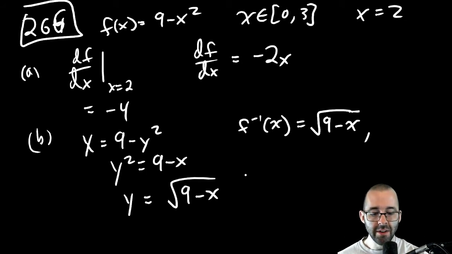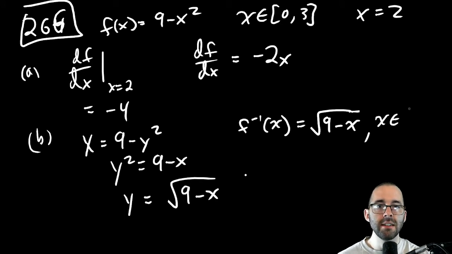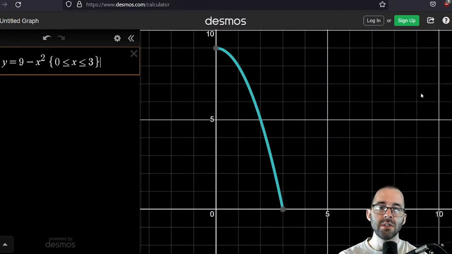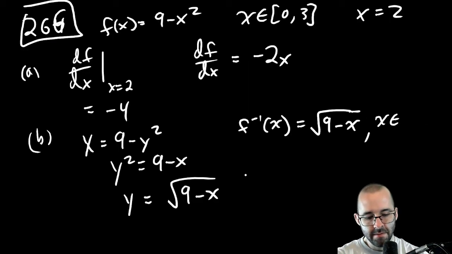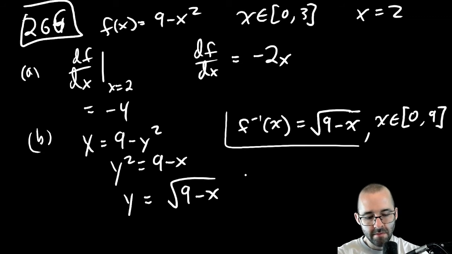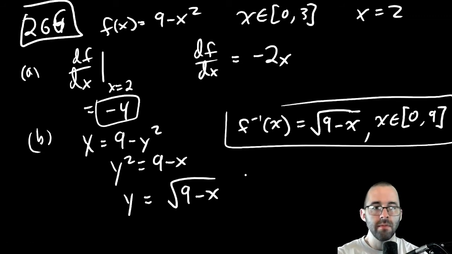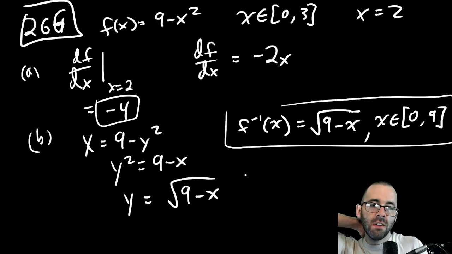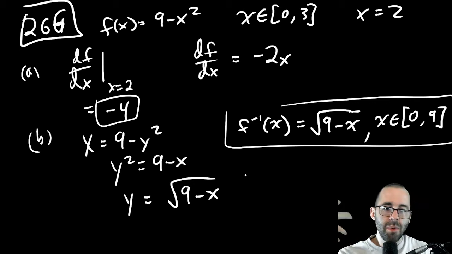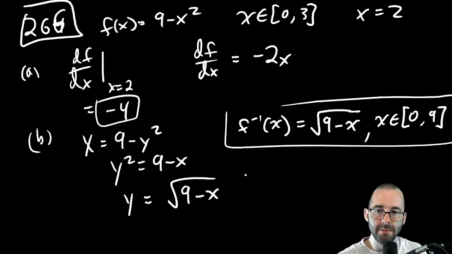And the domain of our inverse function is the range of our original function. What's the range of our original function? The y values here? The y values go from 0 to 9. So here the x values of our inverse function go from 0 to 9. Domain of a function is the range of its inverse, and vice versa. X's become y's, y's become x's.